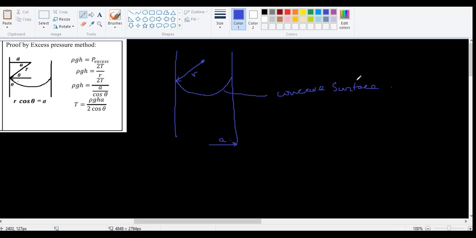If you are wondering, sir, using R would have been better, well, we are using R for some other purpose. That's why we use A here. That means this distance, this is A, this is also A, radius of the tube. So take it down properly. This is the radius of the tube. R is the radius of the concave surface.